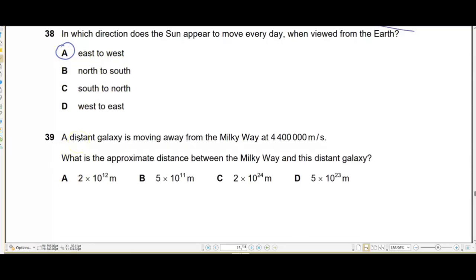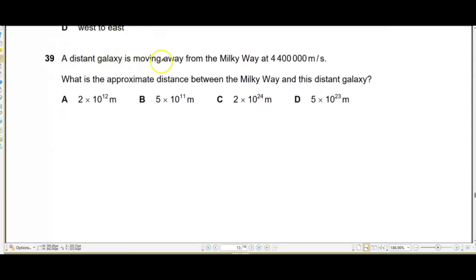Question number 39. A distant galaxy is moving away from the Milky Way at 44,100,000 meters per second. What is the approximate distance between the Milky Way and the distant galaxy? Okay. So in order to find the distance, we have a formula. Speed is equal to Hubble's constant times distance. And Hubble's constant is 2.2 times 10 raised to the power minus 18.